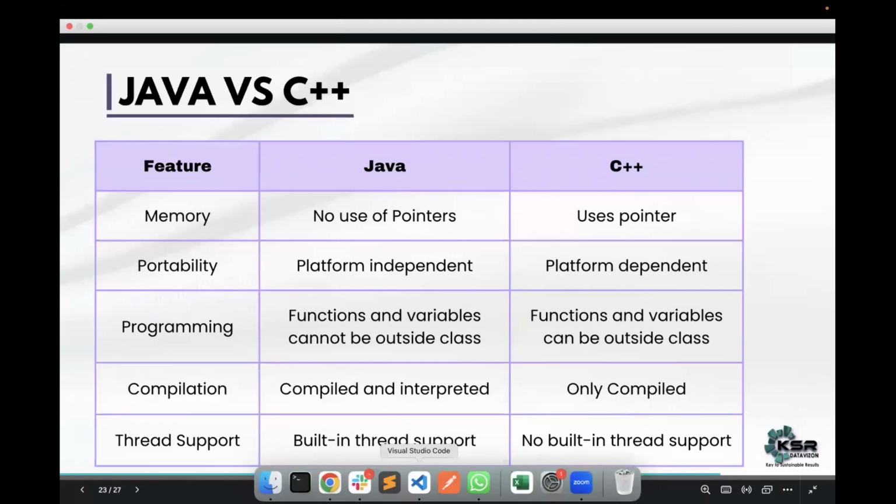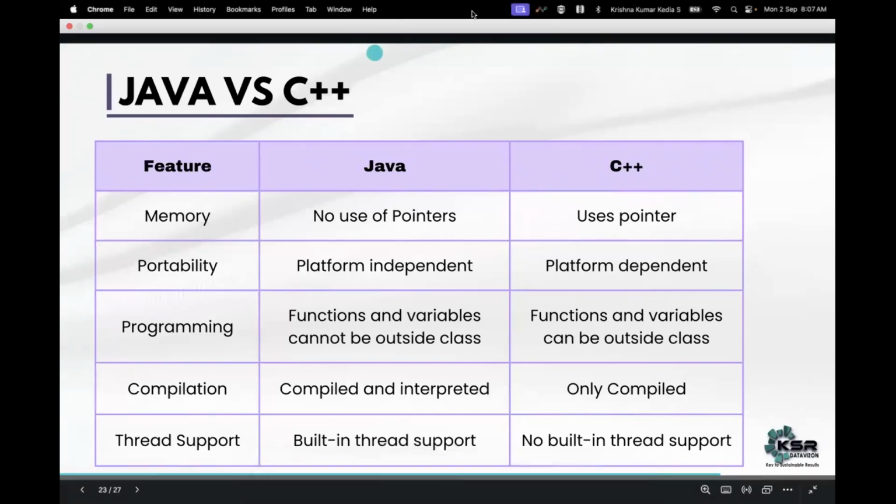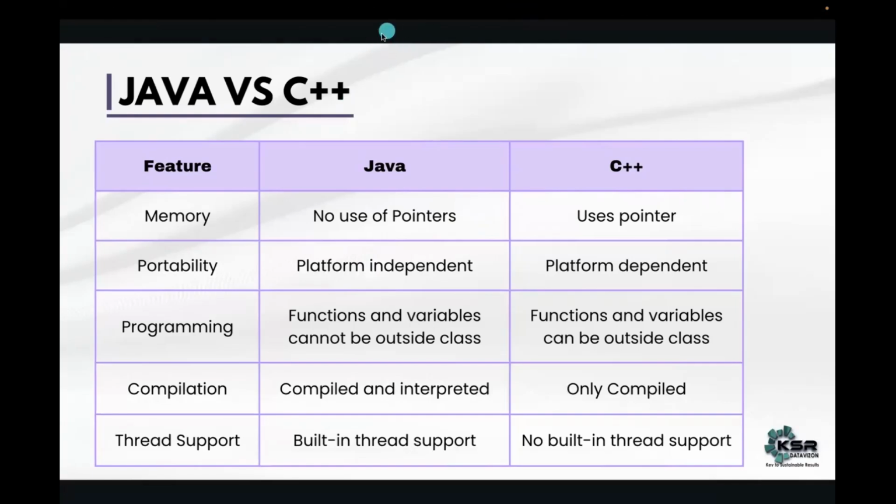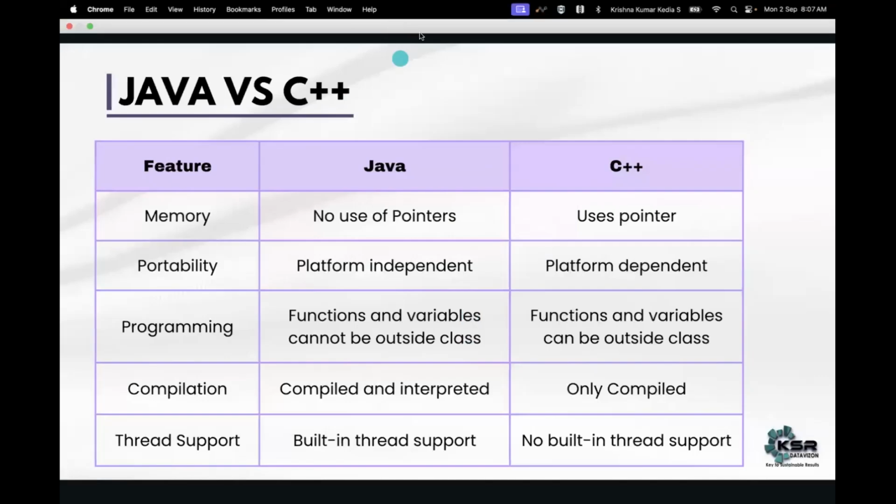So now let's compare Java with two other languages. Java and C++. First, Java with C++. How many of you have used C++? Just type yes or no in chat if you have used it. If people have used C++, they might know pointers. It's a kind of storing a memory address.